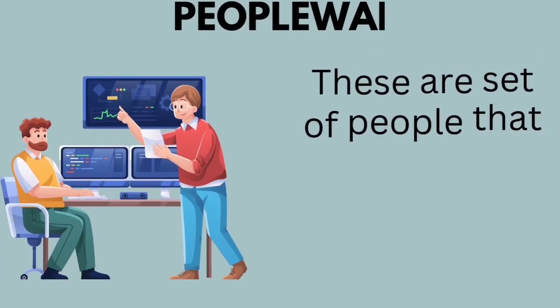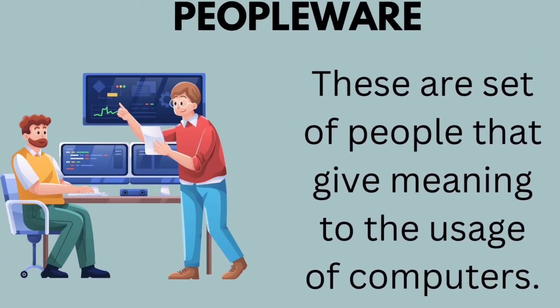Now let's move on to peopleware. These are the sets of people that give meaning to the usage of the computer. Computer systems need people to operate or work with them before they can produce the desired result.